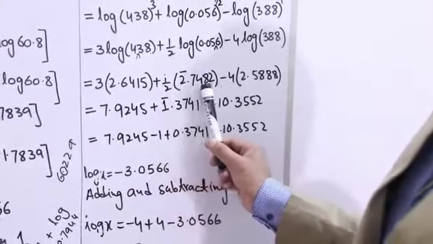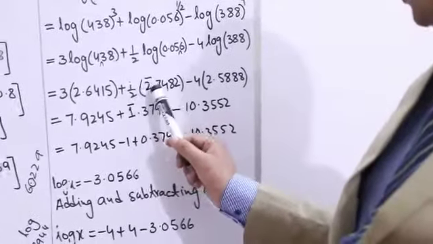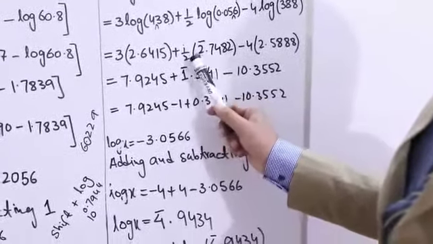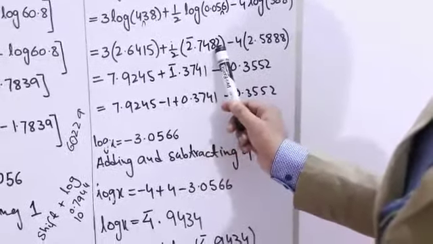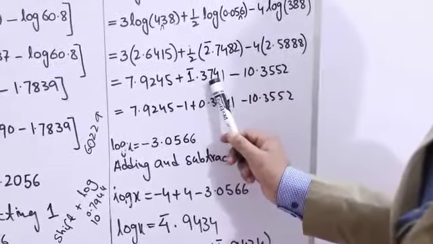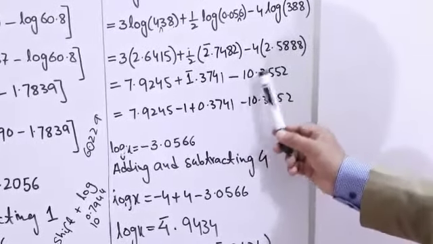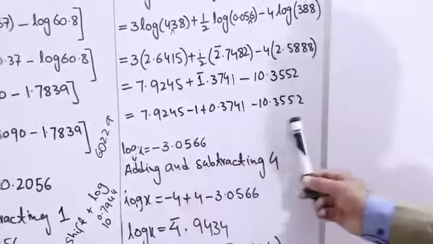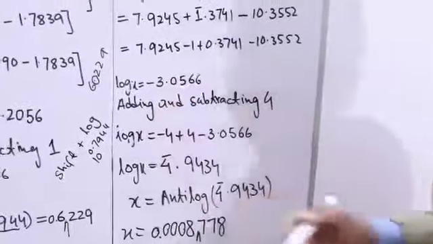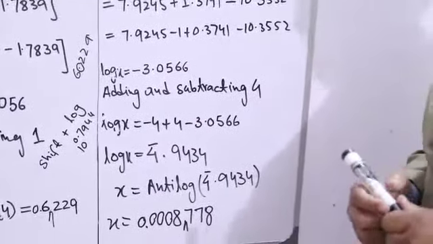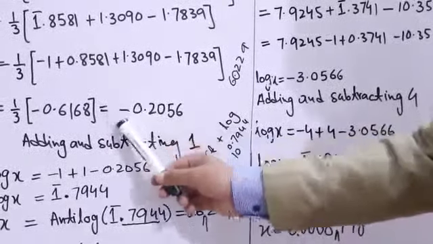Now this is a little bit tricky. When we divide 2 by 2, we have 1. Now this divided by 2, you have 23741. So 4 multiplied by this, 10 point this. After simplification, we have that log of x is equal to minus 3.0566.